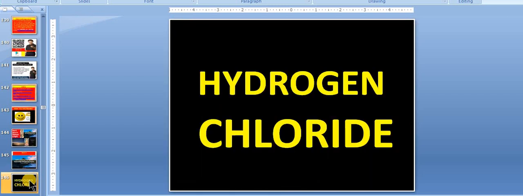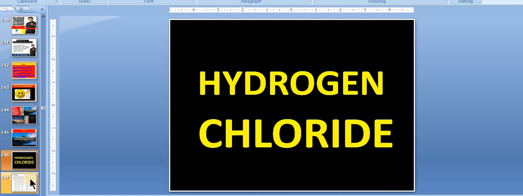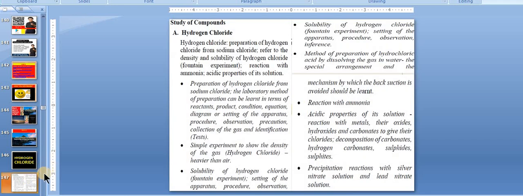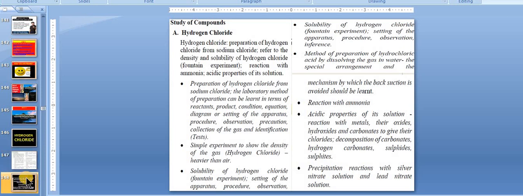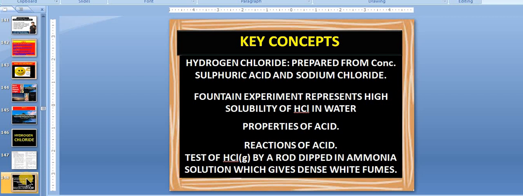Now the topic we are going to start is hydrogen chloride. Some people will say hydrochloric acid, some people will say hydrogen chloride. Both are different. Hydrogen chloride is a gas, hydrochloric acid is a liquid. These things we have to cover. This is the syllabus. Whenever you are preparing, please see the syllabus and prepare accordingly. If you prepare as per the syllabus, it will be beneficial for you, right? If you go without the syllabus, you will not be able to serve the purpose.